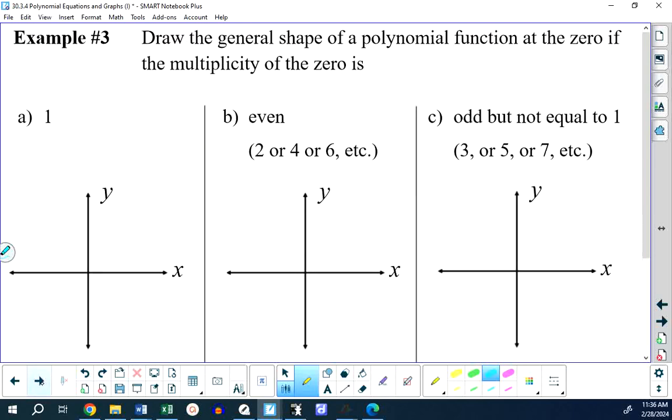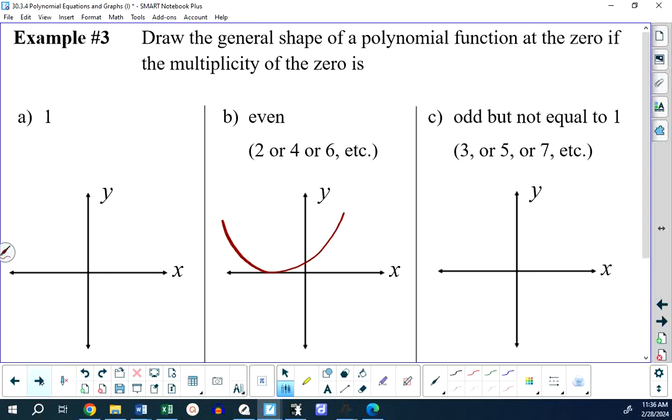Example 3 is asking us to summarize things. And let's just cut to the chase: if the multiplicity is 2, we know it's tangent. It turns out if it's 4, it's tangent. If it's 6, it's tangent. If it's 8, it's tangent. So any even multiplicity for a factor at a particular x-intercept will look like this. It will be tangent at that point.